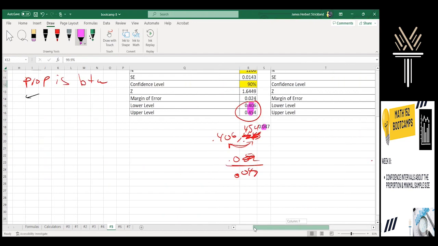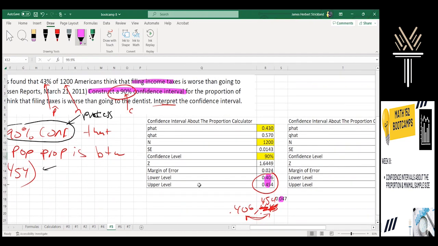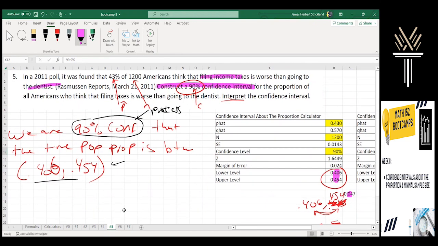So the more confident you are, the greater the interval will become, because to be more confident, you need more of a range. The more range you've got, the more reliably you can say the real answer is between these two numbers. That's the idea of what's going on, at least.